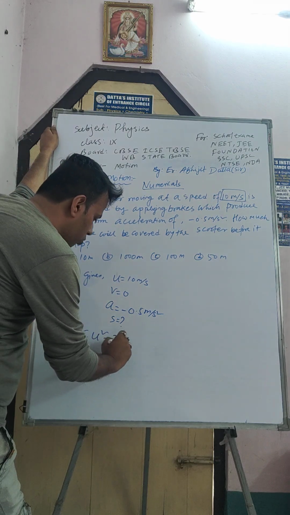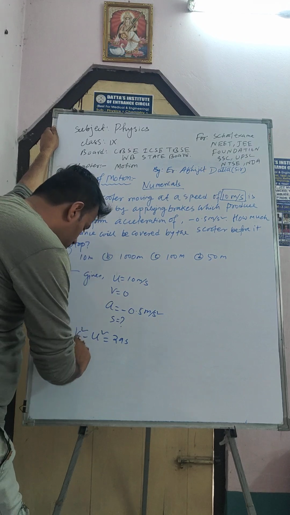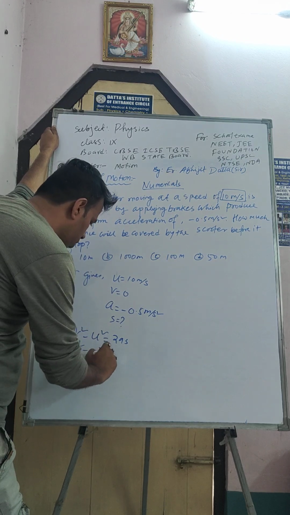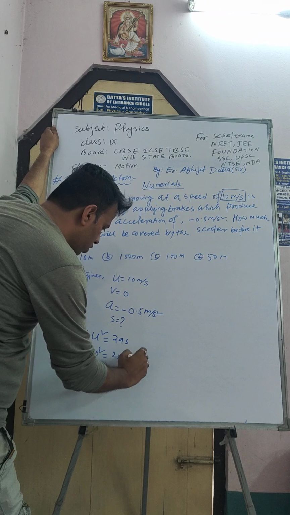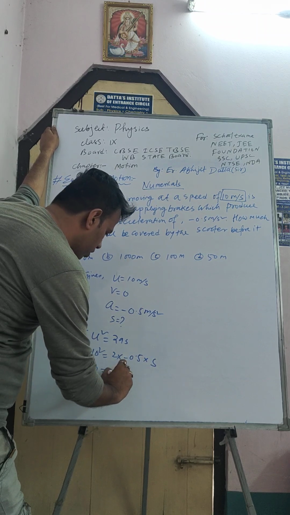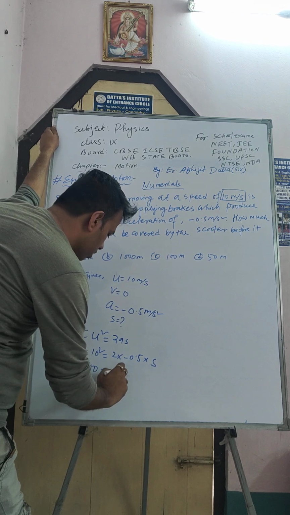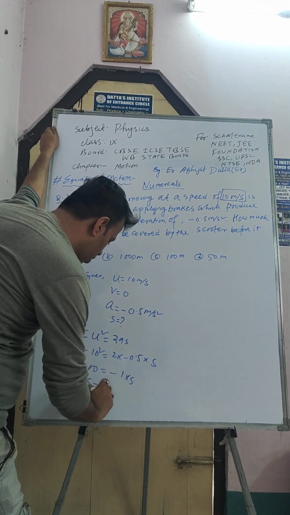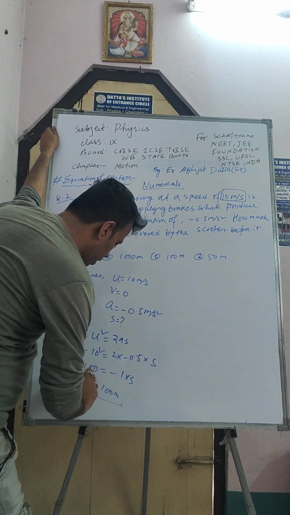The v square minus u square equals 2as. Just put the values. 0 square minus u square, what is it, sir? 10 square. Equals 2 into a, which is minus 0.5, into s, which we have to find out. So this one is minus 100, and this one will be minus 1 into s. So s is equal to 100 meters.